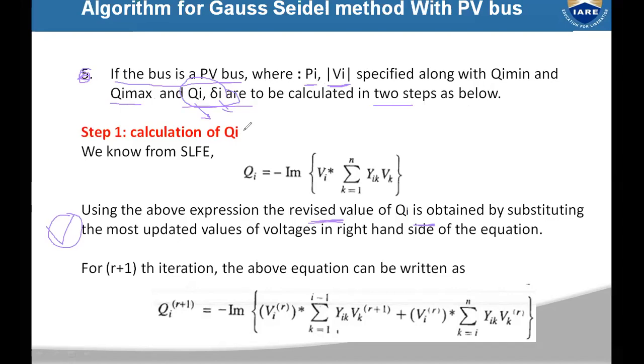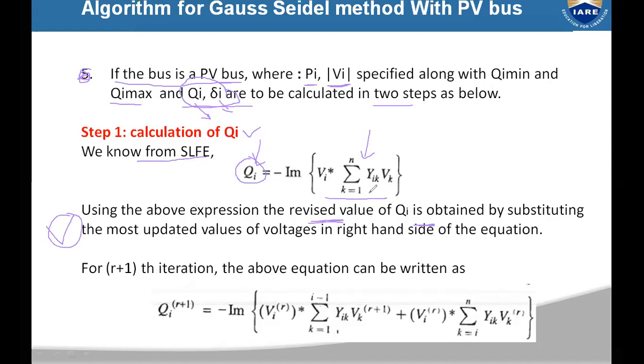In the first step, you determine Q_i. Now this Q_i is determined from the static load flow equation. We derived the static load flow equations, right? From them, we know that Q_i, the reactive power injection at bus i, is equal to minus the imaginary part of V_i conjugate into sigma k equals 1 to n Y_ik V_k. If you use this equation, you will get the power injection at the ith bus.